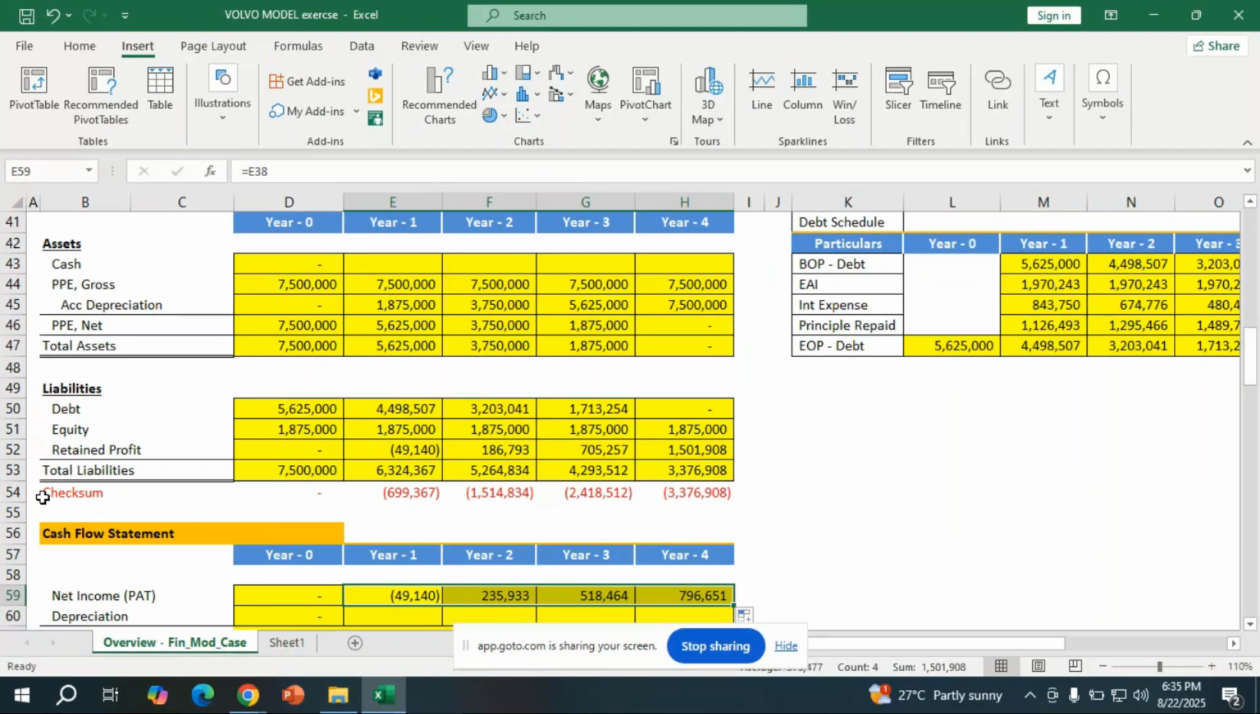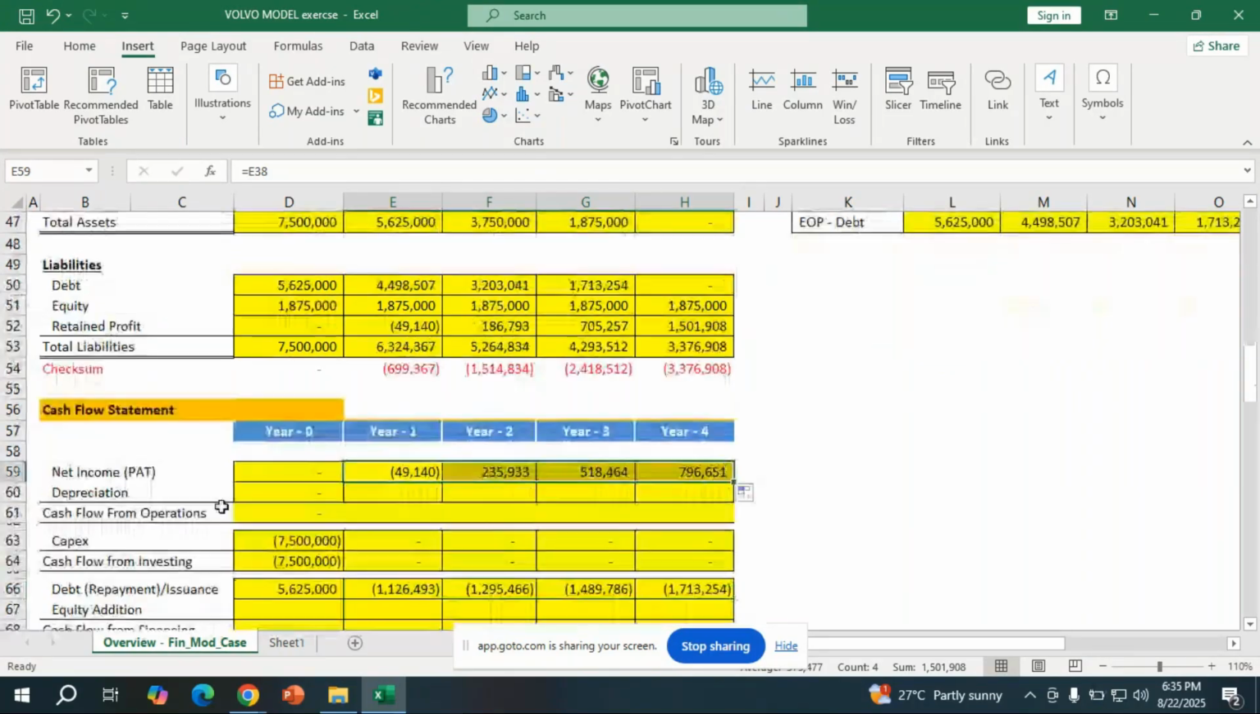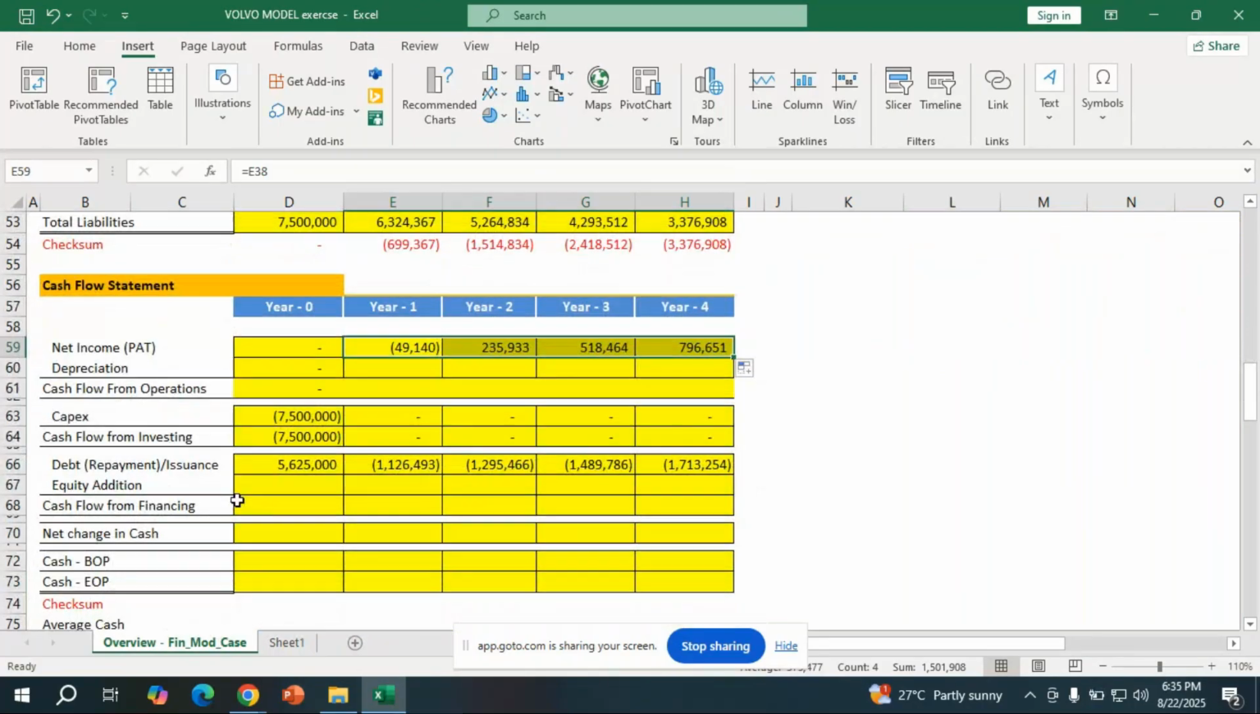So you have updated the PAT. If you have not done it, please finish it off. Then again, depreciation. Depreciation is always one part of the expenses and it does not come from.